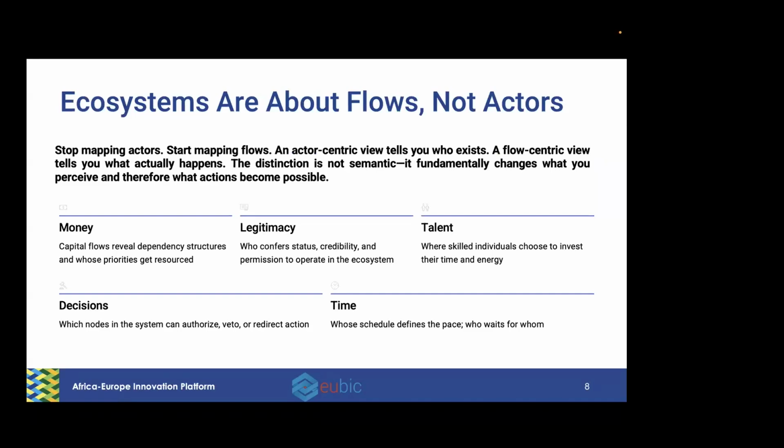So when we analyze an ecosystem, we have to shift attention from who is there towards what actually moves. From this point on, every time you think about an actor, ask the real analytic question: what flow does this actor enable, slow down or block?